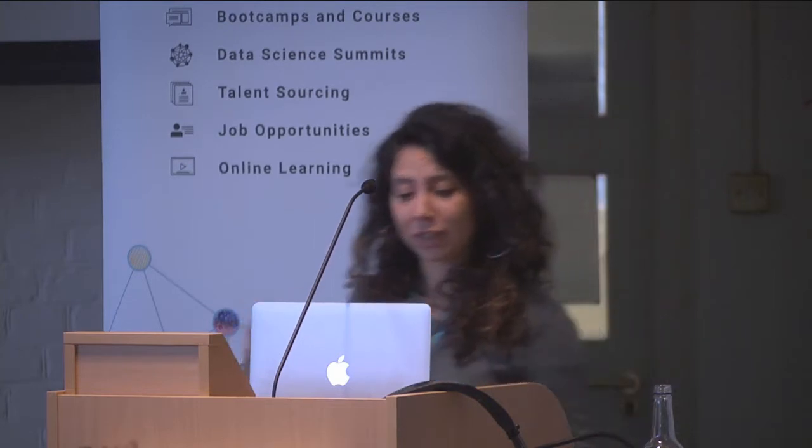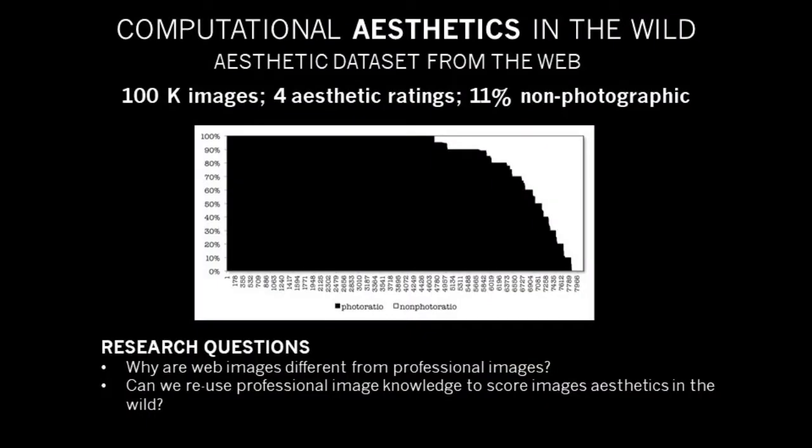And so again, because we are researchers, we did a research project out of this problem. And basically, we had two research questions in mind. First, can we systematically quantify the differences between these professional images and the images in the wild web? And second, can we actually come up with a solution to effectively score images in the wild web in terms of beauty, possibly reusing some professional image knowledge?